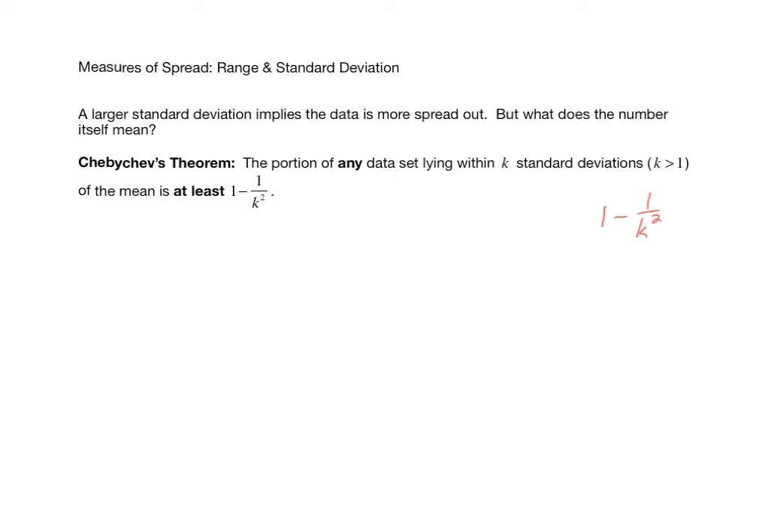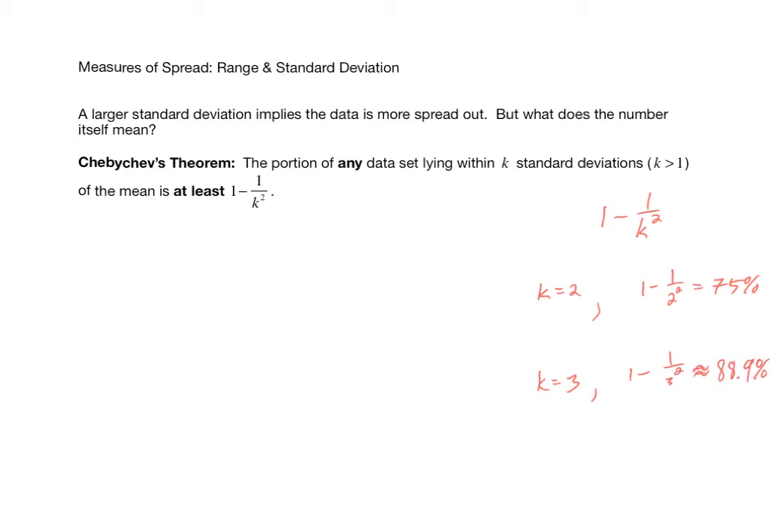Well, the most common ones you would see are k equals 2 and k equals 3. So 3 standard deviations away and 2 standard deviations away from the mean. If I plug in that 2, I've got 1 minus 1 over 2 squared, which is 1 minus 1/4, which is 75%. And if k is 3, we've got 1 minus 1 over 3 squared. 1 minus 1/9 is 8/9, which is approximately 88.9%.